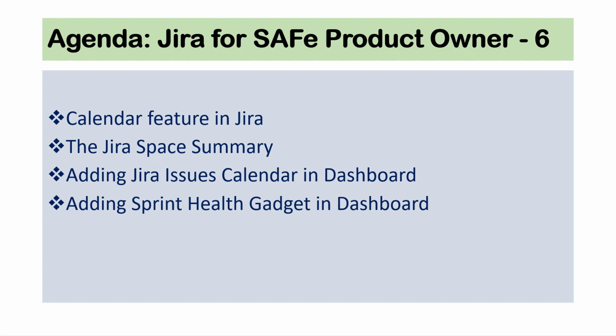As part of this video, we are going to cover the calendar feature in Jira, how it can be useful for the product owner community. We will also understand the Jira space summary, and we will look at how we can add the Jira issues calendar widget in the Jira Dashboard. Also, we will end the video by adding a Sprint Health Gadget in the Dashboard. We will understand what this gadget is all about. So this is going to be the agenda for this particular video. So let us start.